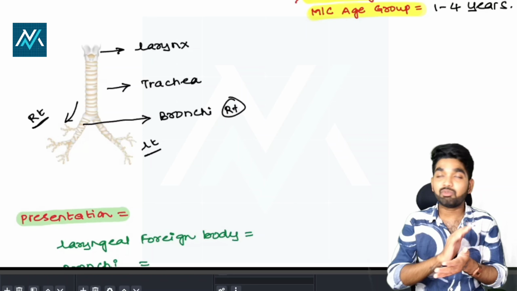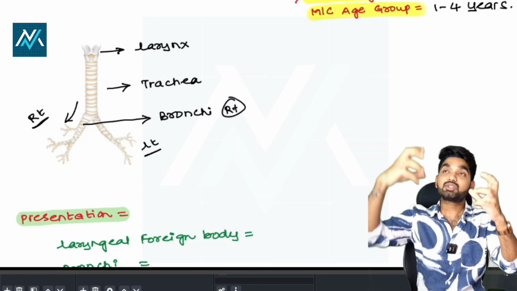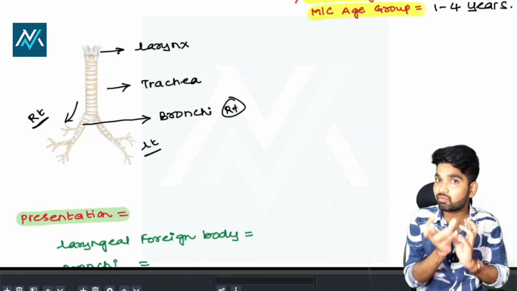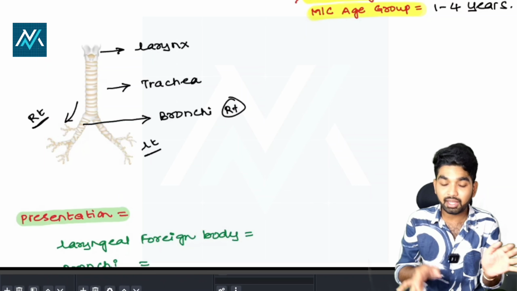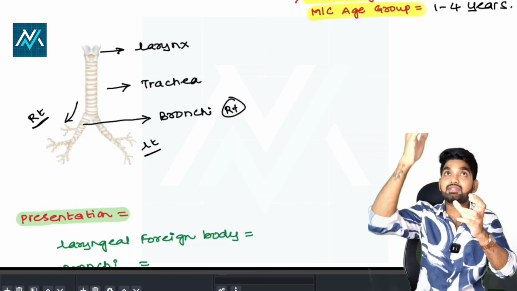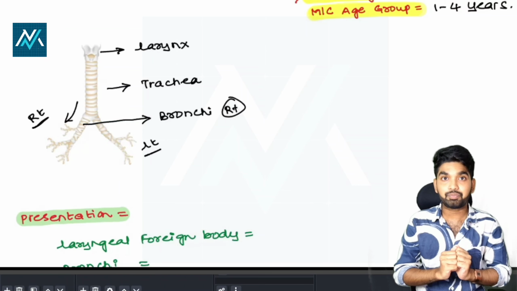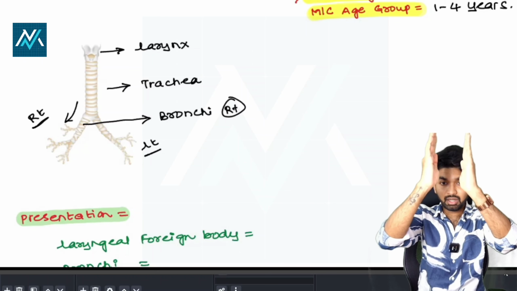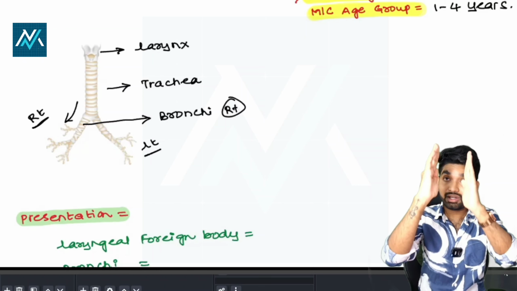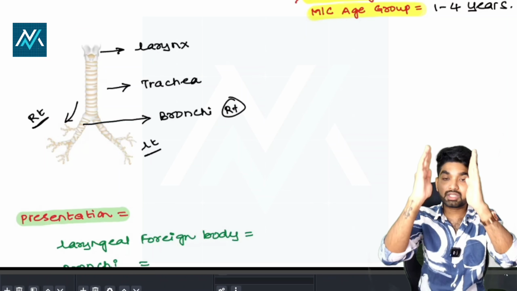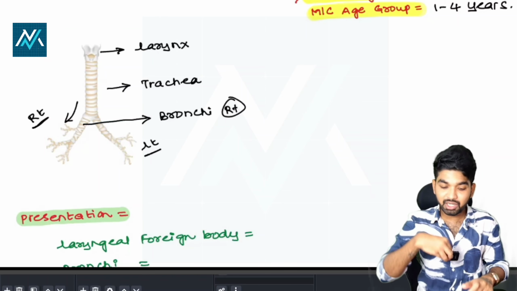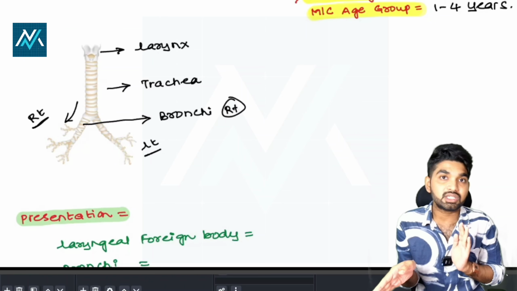In anatomy I have beautifully told you that the trachea gets divided at the level of the carina into right and left bronchi. But remember always, the right bronchus is a continuation of the trachea. It is in the same direction as the trachea, so it is just a continuation of the trachea. So whatever you aspirate into the trachea can directly go and sit in the right bronchus.